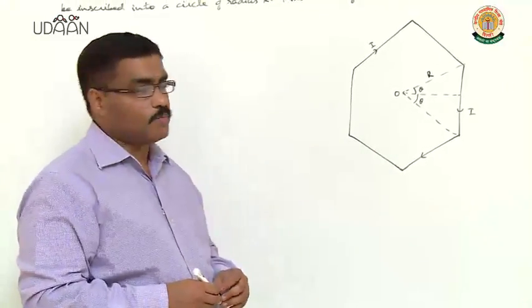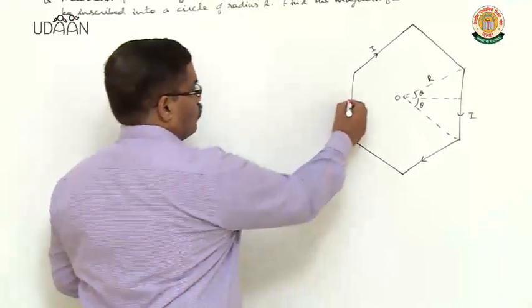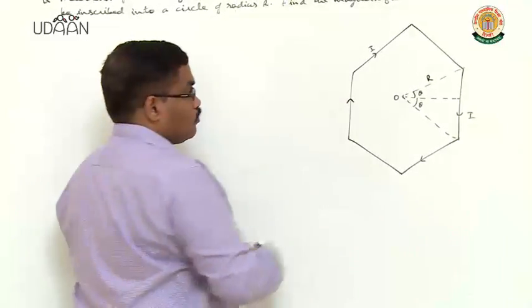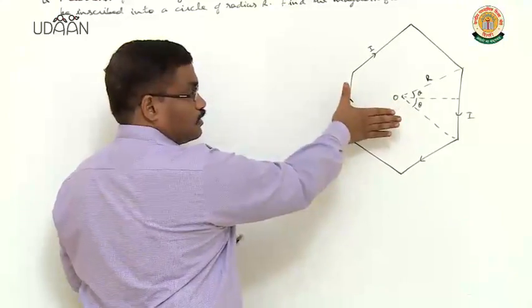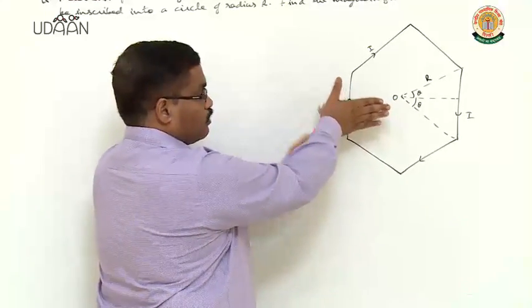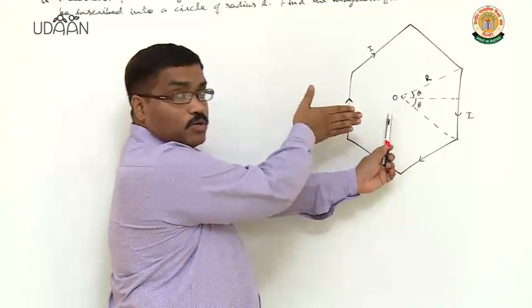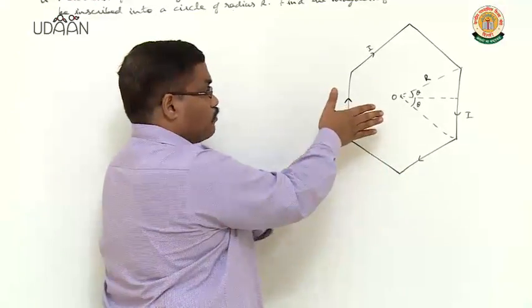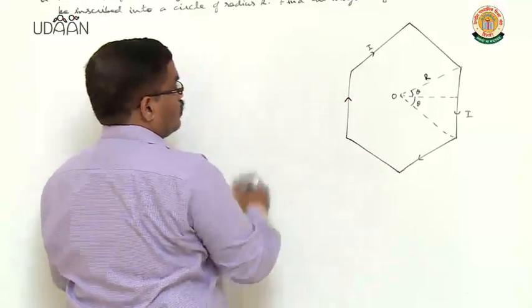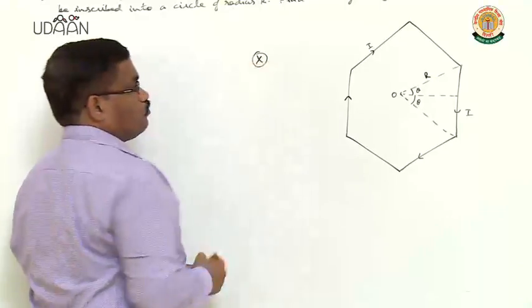First see the direction. The current is flowing along this side, and the field you need to find is here. Keep your hand like this: thumb is giving the direction of current, all the four fingers are pointing towards the point where you need to find the field, your palm is facing inward, so your magnetic field will be acting inward.